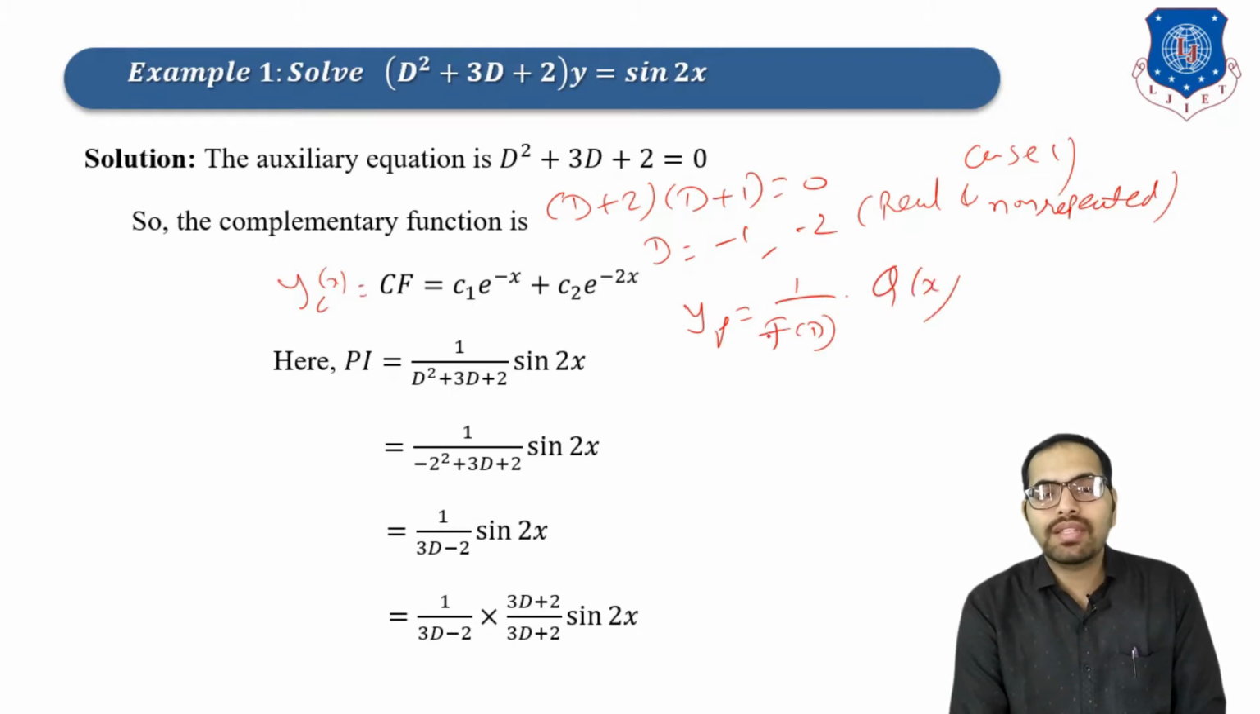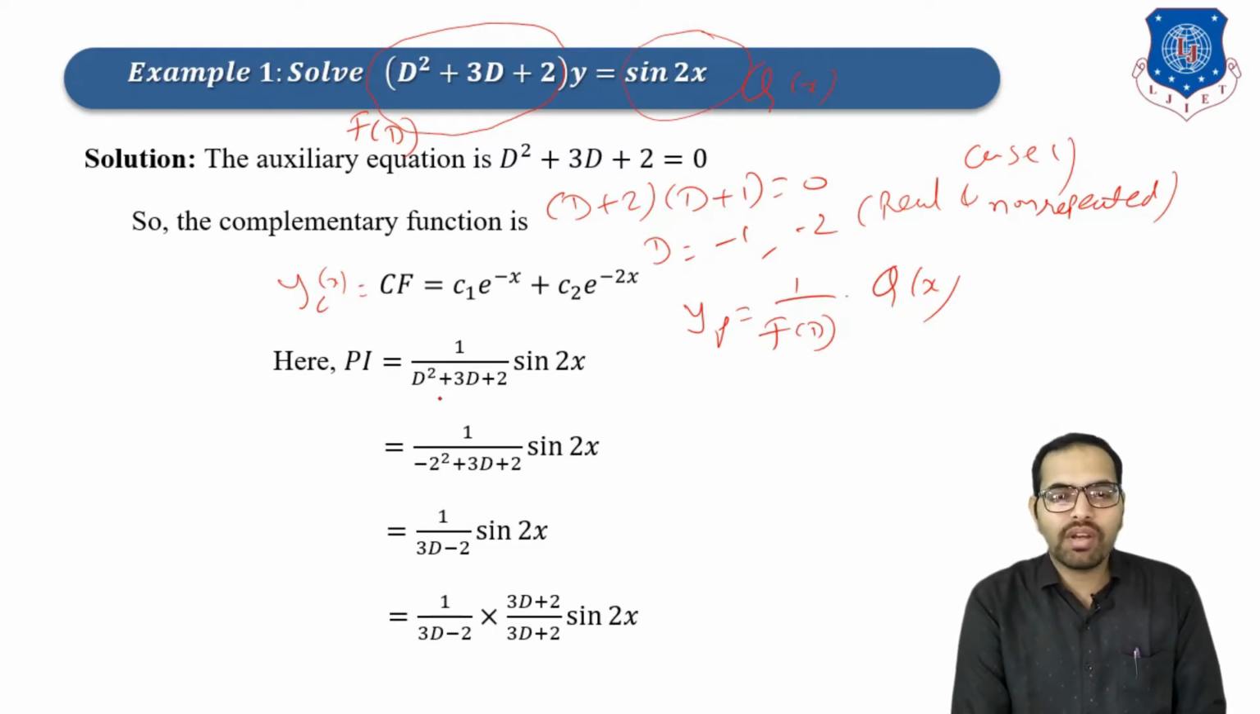Then yp, we have the formula, yp equal to 1 upon f of D into Q of x. Substituting the values of f of D and Q of x, that is 1 upon D square plus 3D plus 2 into sin 2x.